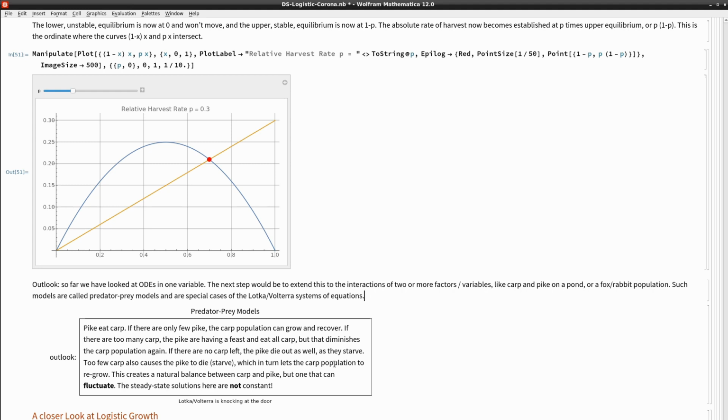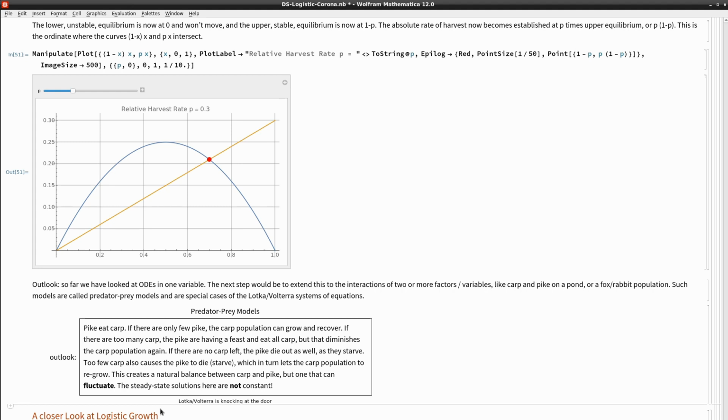So with this, we are getting a natural balance between carp and pike, but it is also one that can fluctuate. Here, we're not saying that this will establish an equilibrium that is a constant number. Here we have processes that will end up being periodic. So we are getting non-constant processes for the equilibrium, but they fluctuate. In fact, they end up being periodic. So I want to point out the steady state solutions here are not constant.